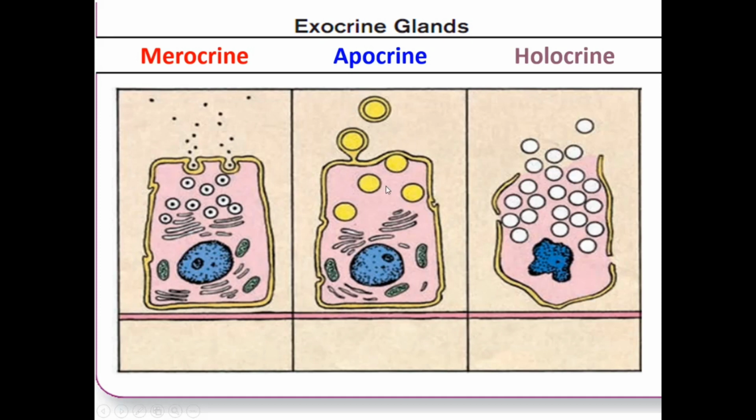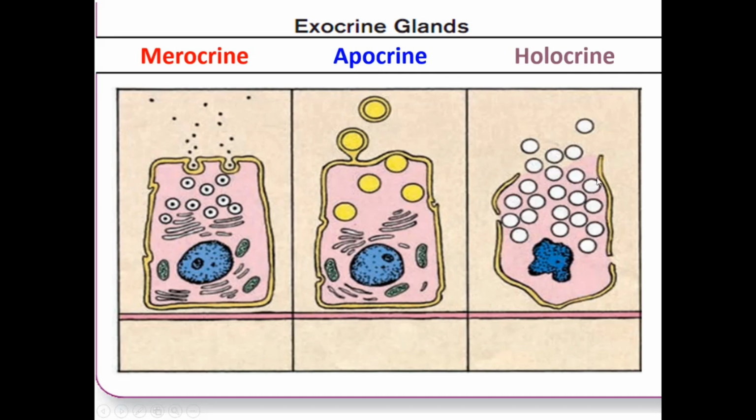Also, we have other epithelial cells. These cells accumulate the secretion in granules, and when the cell is stimulated, these granules come to the apical part and detach from the apical part of the cells with a small amount of cytoplasm, also with a cell membrane. We call this kind of gland apocrine gland.